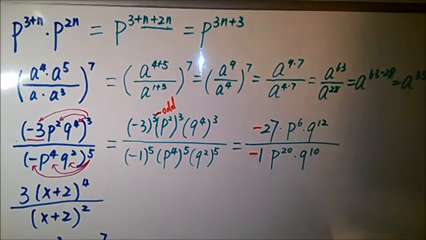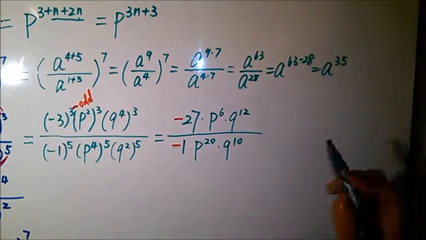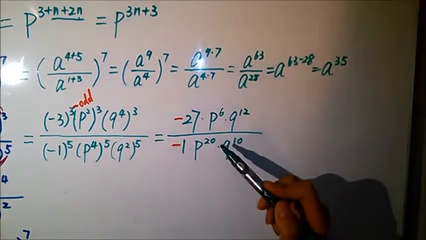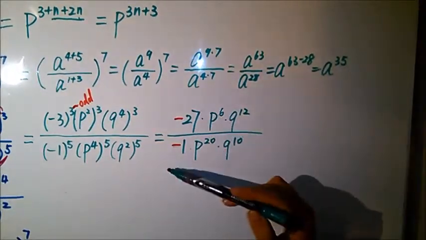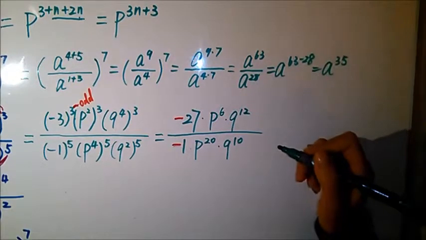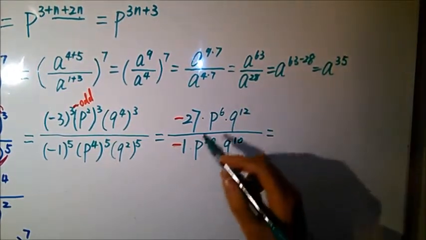Okay, so next step is to try to simplify it further. Let's see what we have here. Let's look at the constants here: negative 27 divided by a negative 1. Negative divided by negative is positive. So we're going to have positive 27 in the numerator.